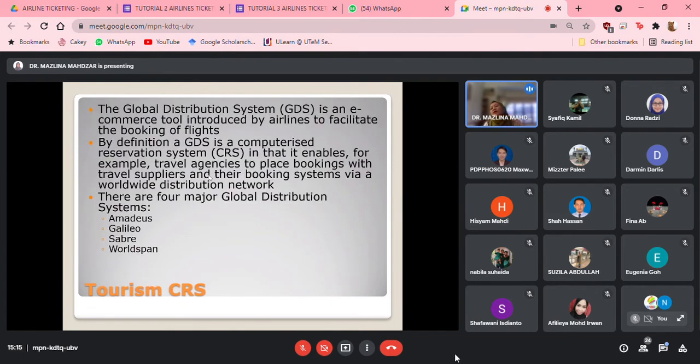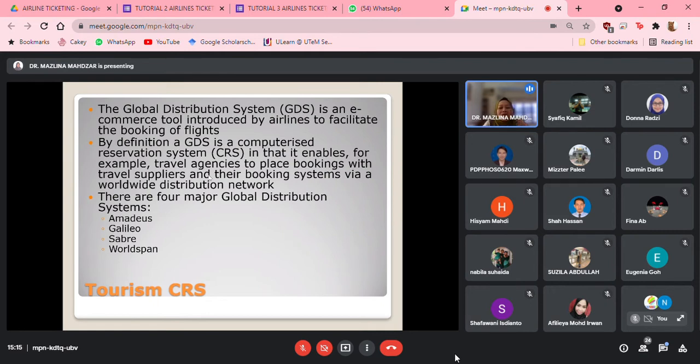Okay. Now, next I will introduce you a little bit on the system, the reservation system called GDS, Global Distribution System. What is GDS? It is an e-commerce tool introduced by airlines to facilitate the booking of flights. By definition, a GDS is a computerized reservation system, and it enables, for example, travel agents to place bookings with travel suppliers. Travel supplier, who is that? Airlines, right? The owners of the flight tickets, and their booking system via a worldwide distribution network.